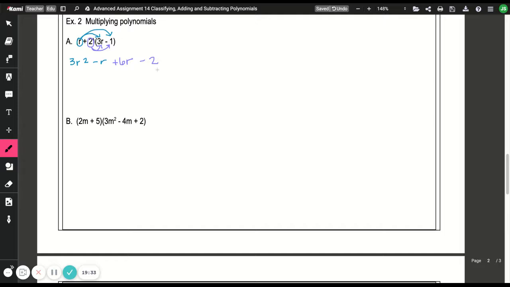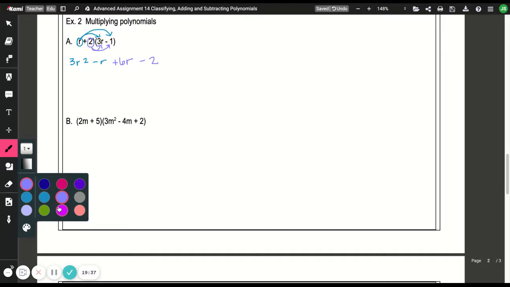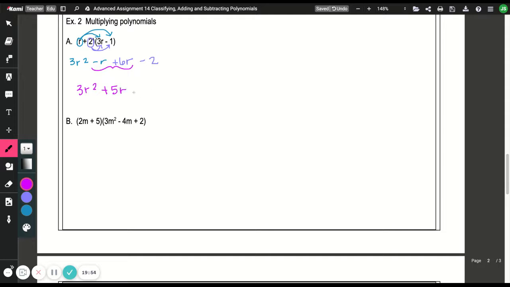So you get everything multiplied out, and then you take a look at it to see, are there any like terms that we can combine? Well, I have 2 terms that have an r in them, an r to the first, so I can combine those and get 3r squared. -1 plus 6 is 5r, and then minus 2. If it's a longer polynomial, you follow the same process.